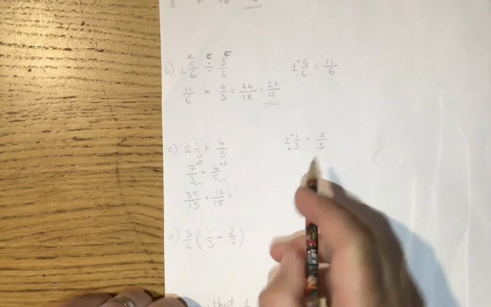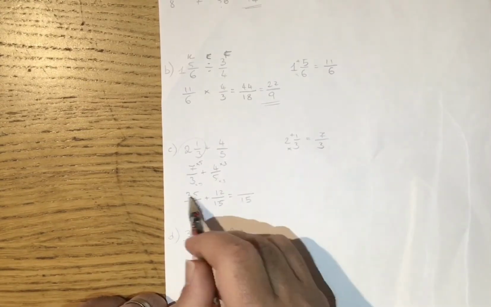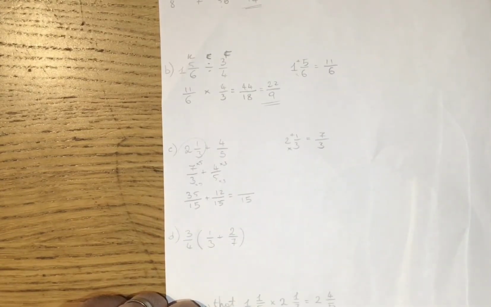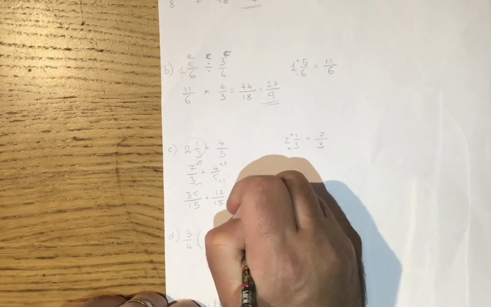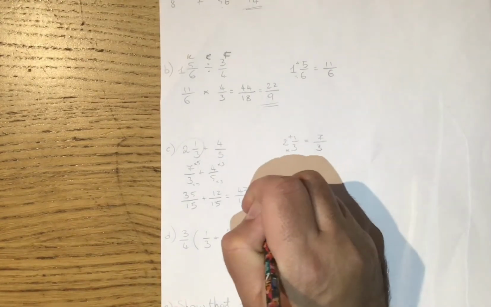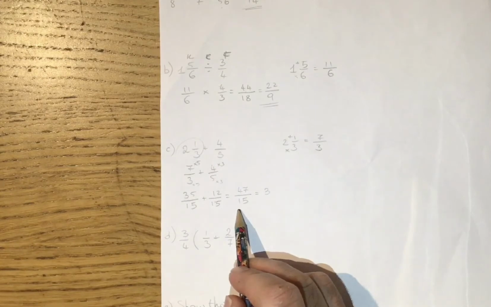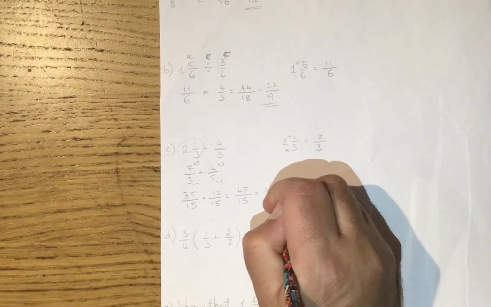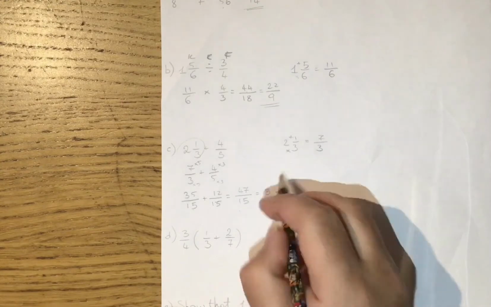Now I've got the same denominator, keep the same denominator and add the numerator. 35 plus 12 is 47. We cannot simplify because they're not in the same times table, but this is a top heavy fraction. We want to give you the answer as a mixed number. So how many 15 goes in 47, and the answer is 3, because 3 times 15 is 45, remainder is 2, and the denominator stays the same. And that's the final answer.